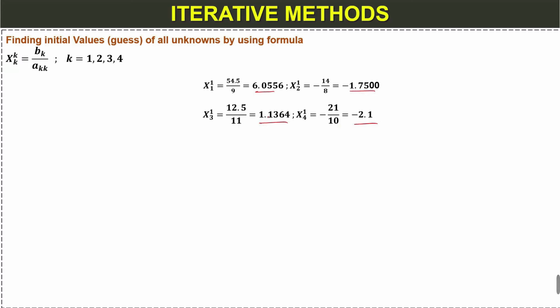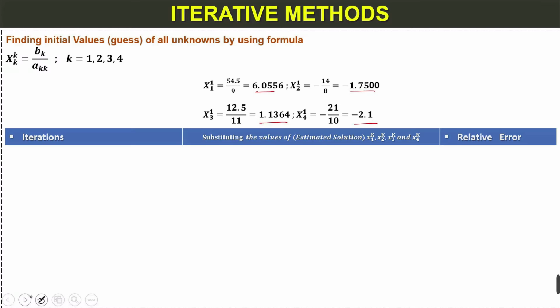Okay, so now we substitute these into the system of equations, and then we calculate the second estimated solution, third estimated solution, fourth estimated solution, until the system has converged towards the exact solution. Okay, so in this column we will see the iterations, in this column we will see the simplification, and in this third column we will see the relative errors.